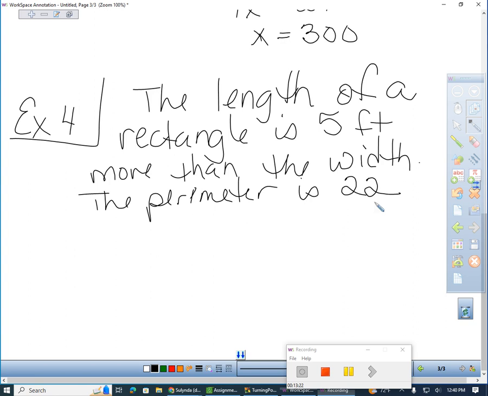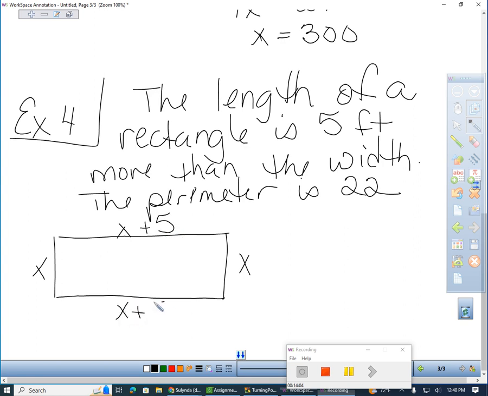Yeah, 22. So I have this rectangle, right? First of all, it tells us the length of the rectangle is 5 feet more than the width. So we don't know anything about the width at all. So the width I'm going to call x. Well, if this side is x, that means this side over here is x. The length is 5 feet more than the width. How do I write 5 feet more than the width? x plus 5. And x plus 5 down here.